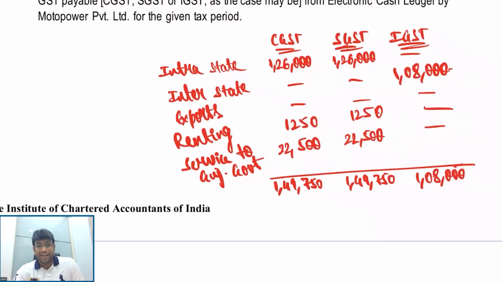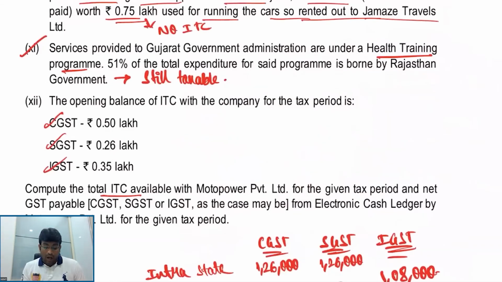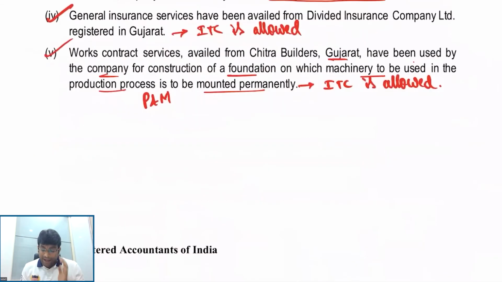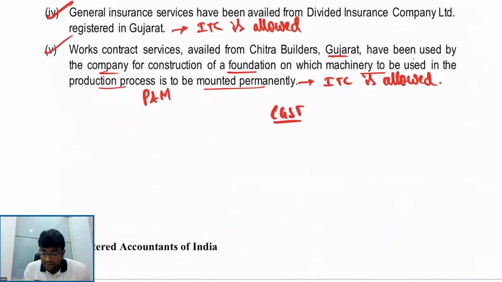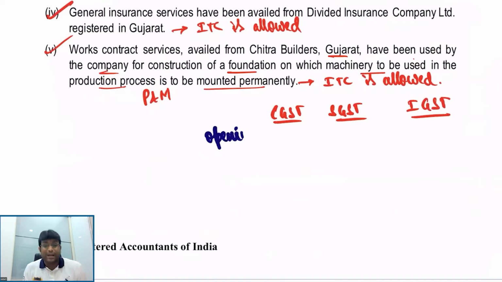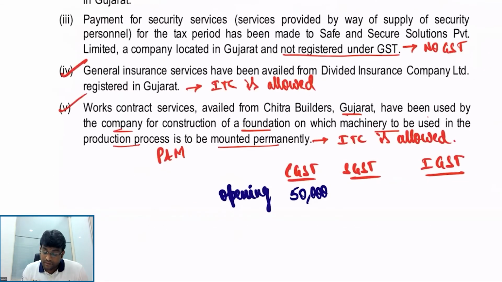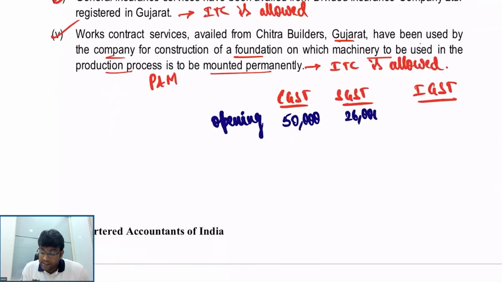That is the story of my output tax liability. But that's not the story of my input tax credit that I need to calculate, my dear friends. Correct or not? Come on. What is my input tax credit? Let me calculate my input tax credit, CGST, SGST, IGST. Opening. What must be opening figure, my dear friends? 50,000 CGST. Then, what was the other one? 26,000, 35,000. These are figures of my opening.